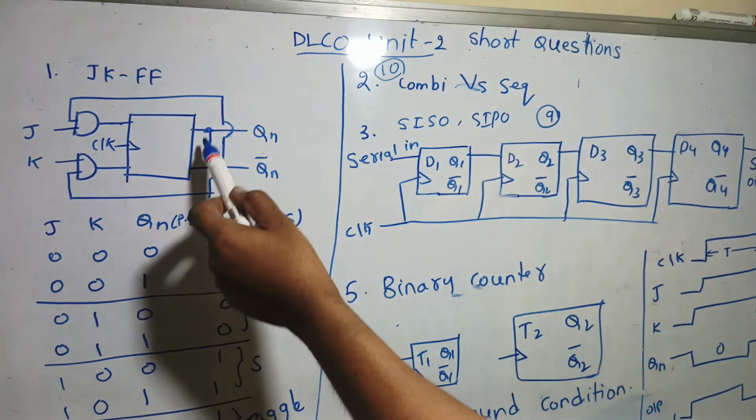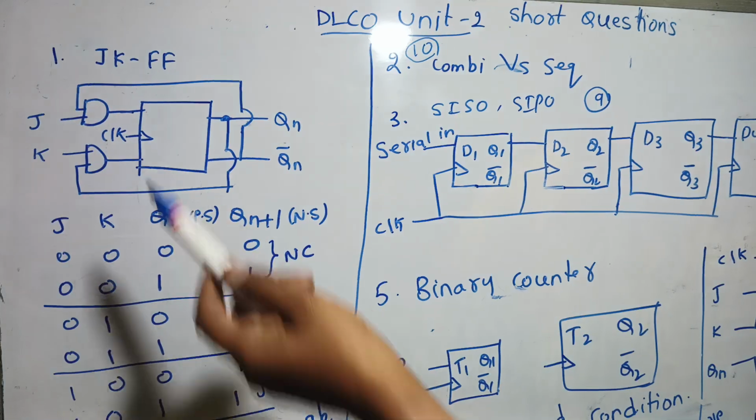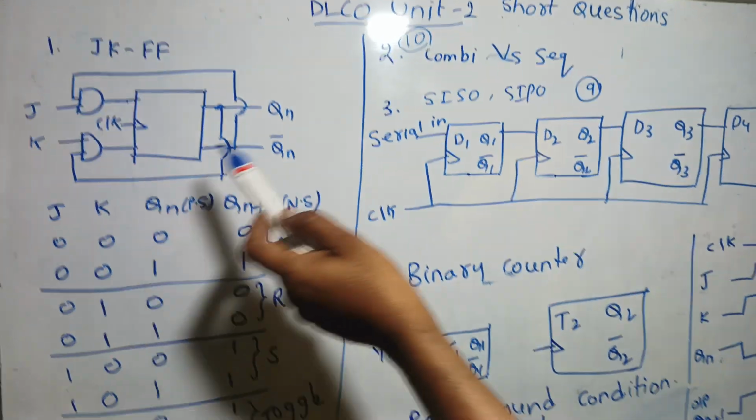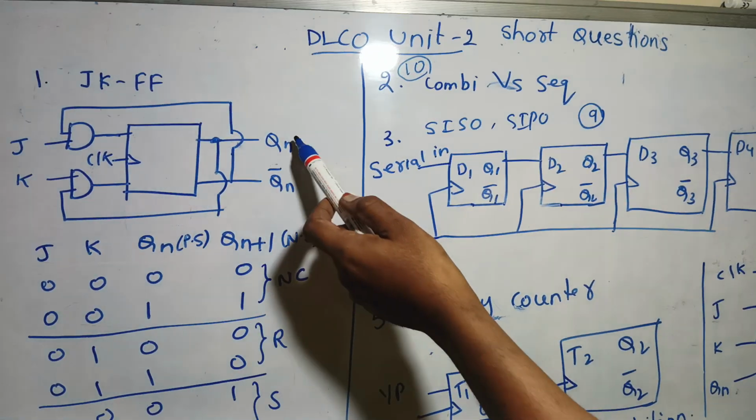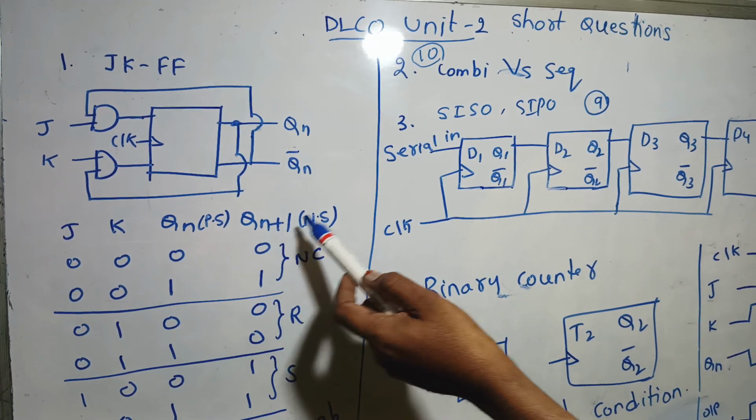This is the block diagram of SR flip-flop. For the SR, if you add two AND gates, it will become JK. One is J input, another input is K. Outputs are Qn and Qn bar. Outputs are complement to each other. So for JK, Qn is the prime state, Qn plus 1 is the next state.